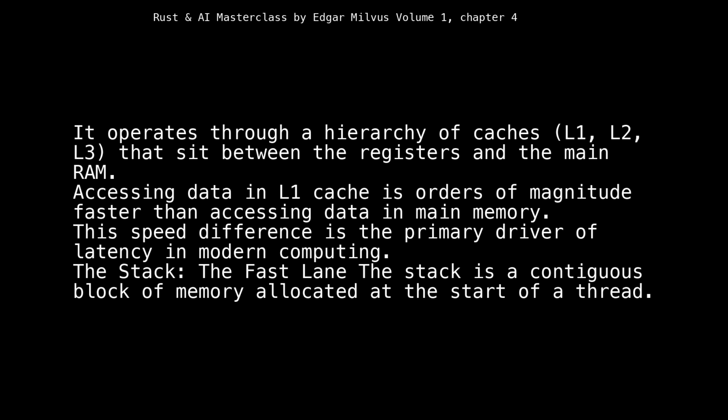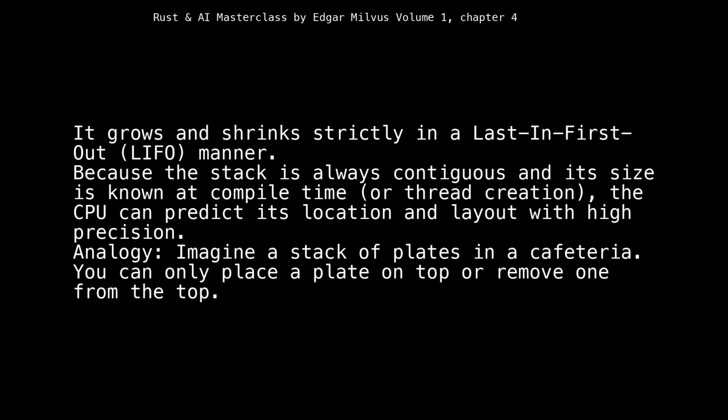The stack, the fast lane. The stack is a contiguous block of memory allocated at the start of a thread. It grows and shrinks strictly in a last-in first-out (LIFO) manner. Because the stack is always contiguous and its size is known at compile time, or thread creation, the CPU can predict its location and layout with high precision.